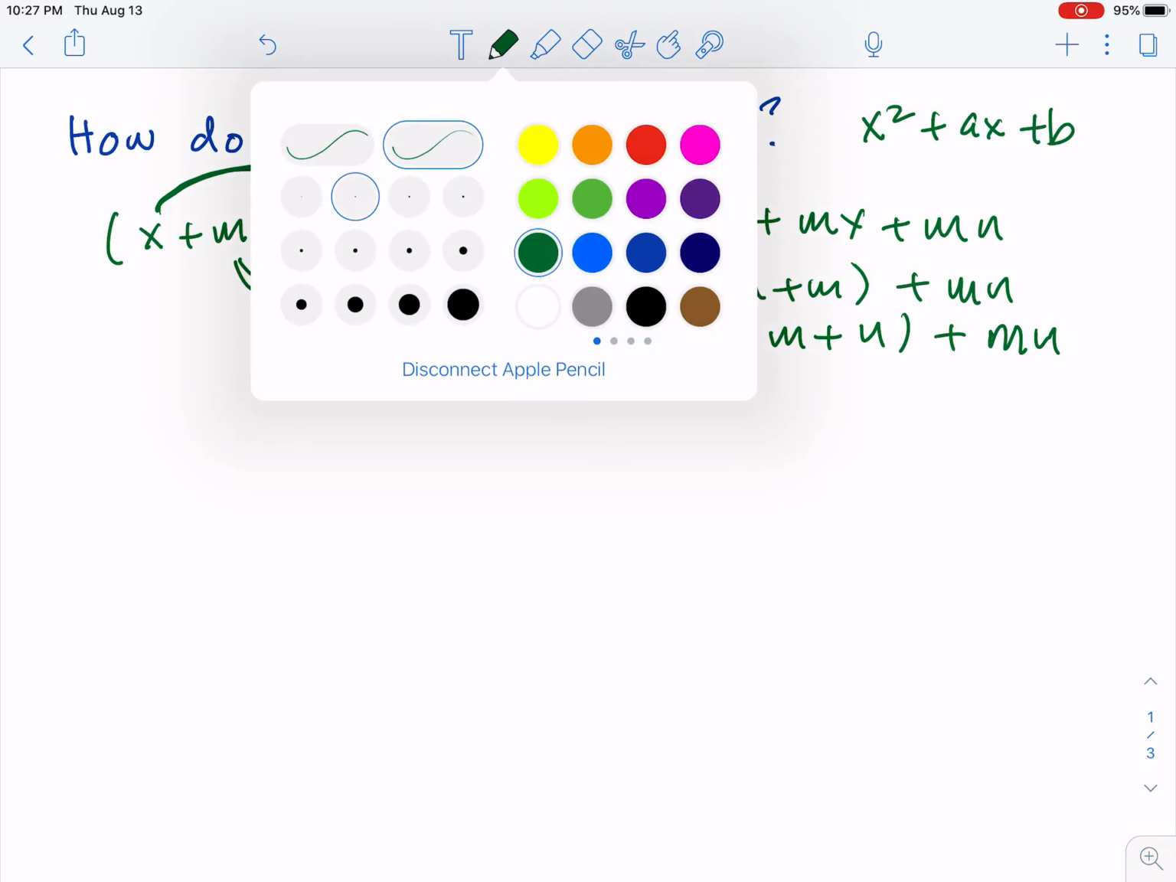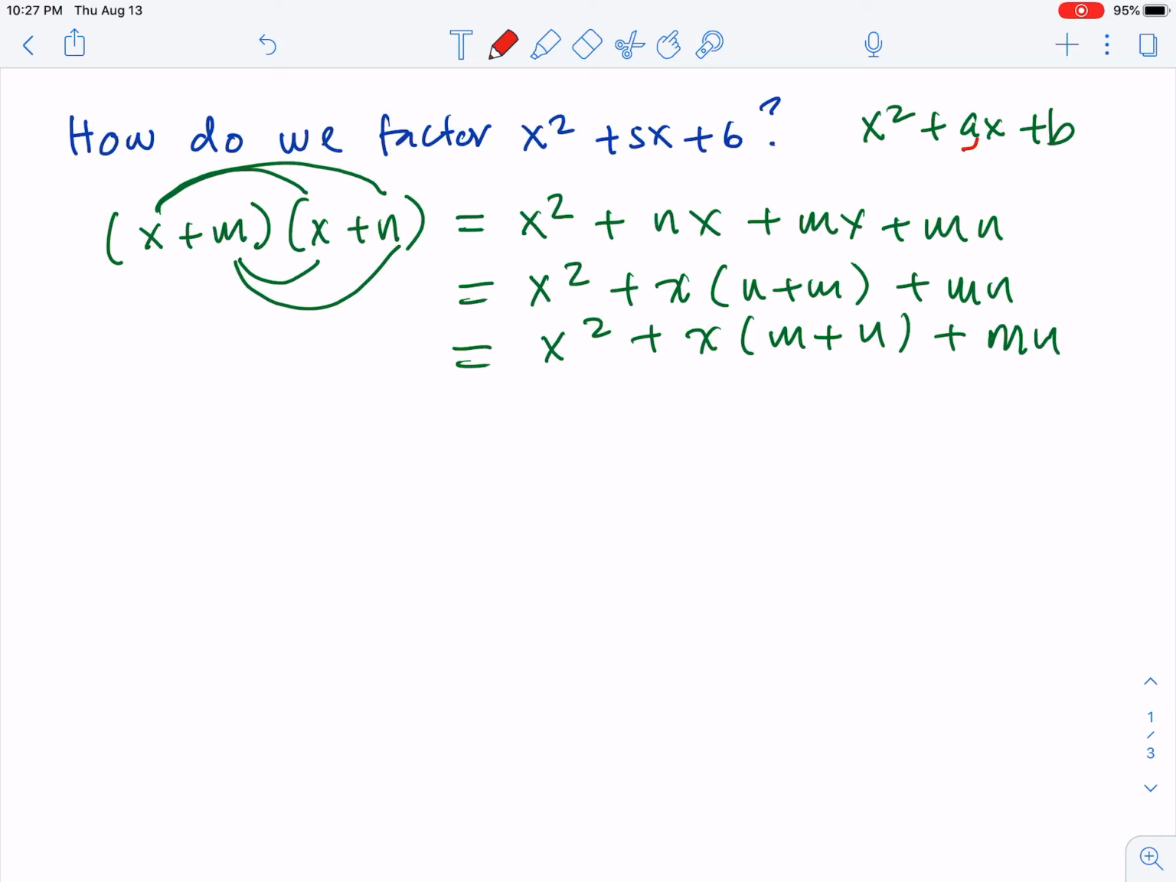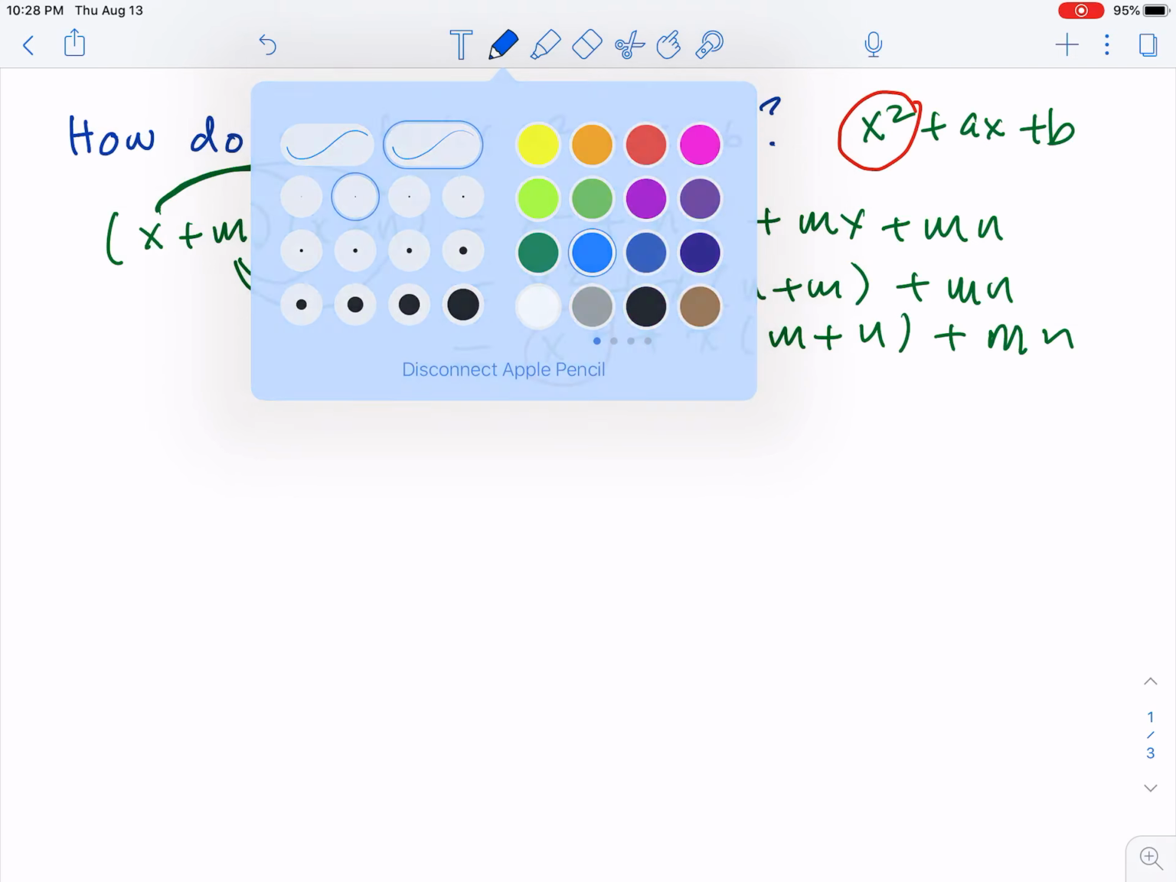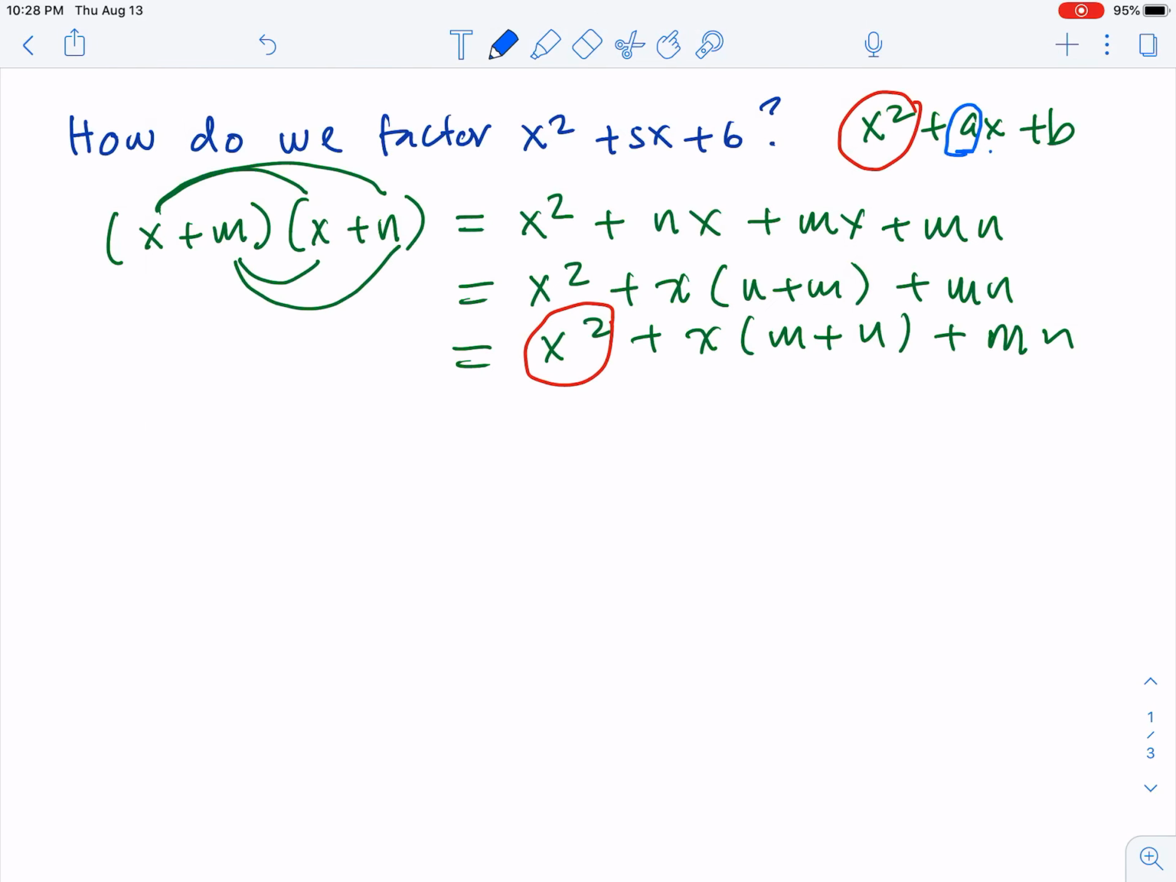So anong napapansin nyo? Yung kasama ng x, yun yung a, di ba? So, syempre ito yung x squared natin, di ba? Baguhin natin yung kulay para at least madaling ma-identify. So, yung kasama ng x squared, o yung x squared mismo, ito na yun. Okay? Yung a, alin dyan yung a? Yung a kasama niya yung x, di ba? So, alin dyan yung kasama yung x? Yung m plus n. How about yung b? Ito yung constant natin, di ba?